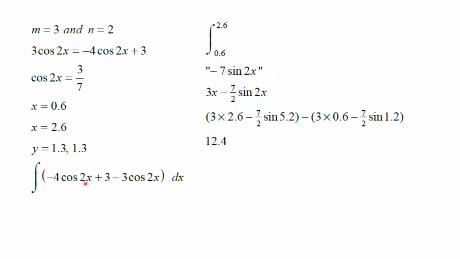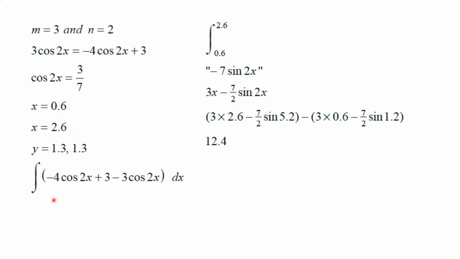The answer for part C requires you to find the area between the two curves. It is always the upper function minus the lower function, where in this diagram, f(x) is the upper function and g(x) is the lower function. You integrate, subtract these two, and simplify it. It becomes -7 cos 2x + 3.